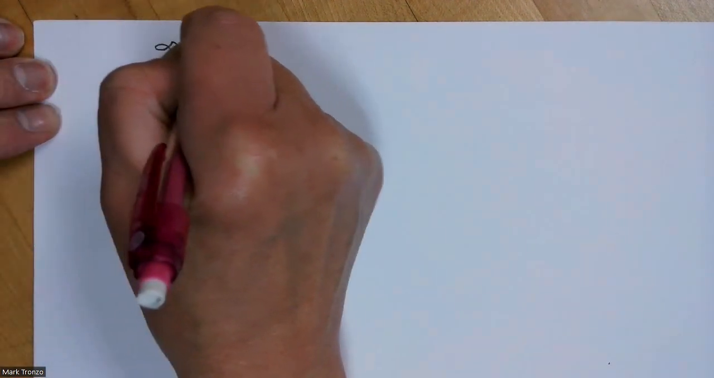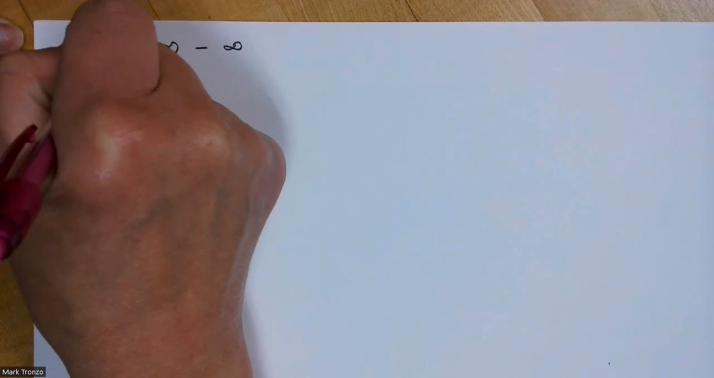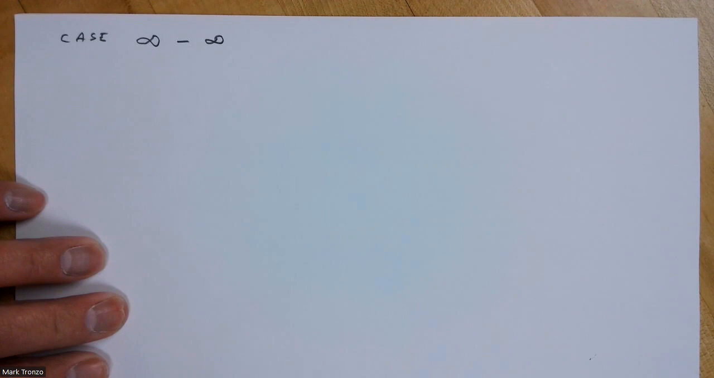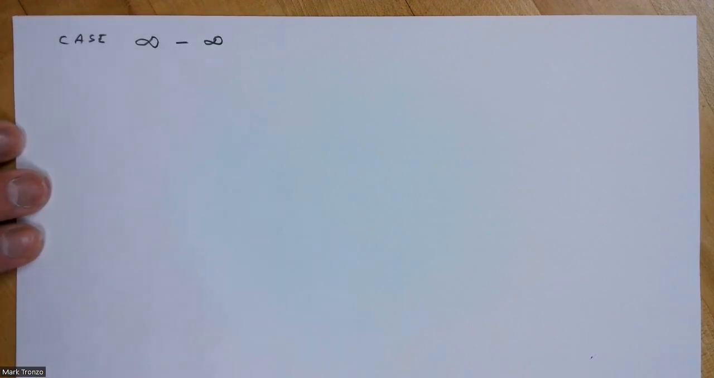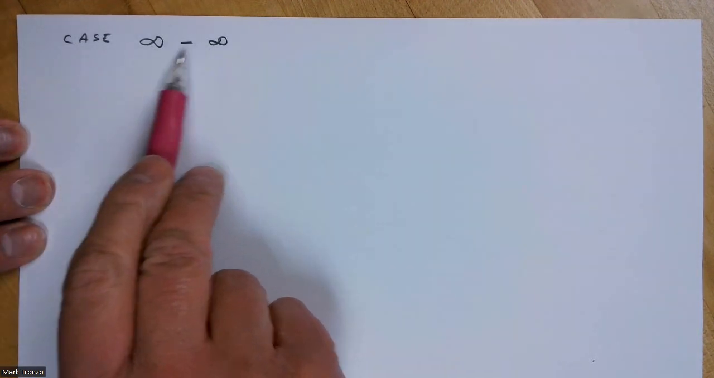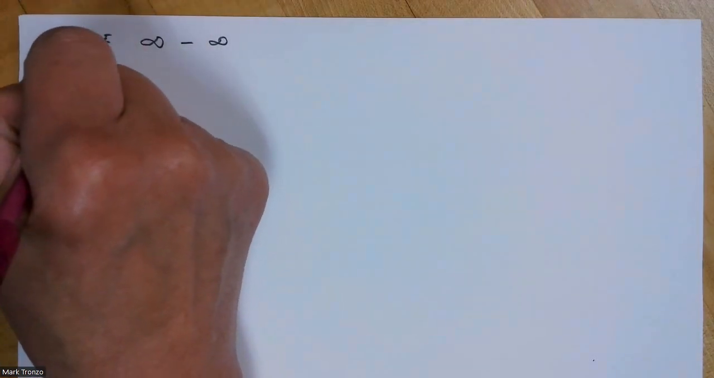Let's take a look at another problem. So suppose you have the case where you have infinity minus infinity. So let's say you have a case like this. What do we do with this case? Usually, the way we handle this is we bring the two terms together, usually with a common denominator. So let's take a look at that.